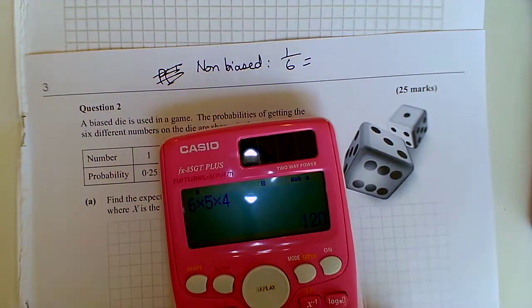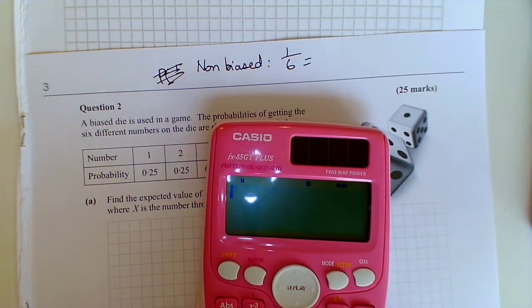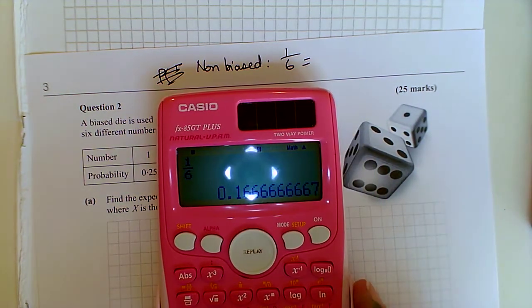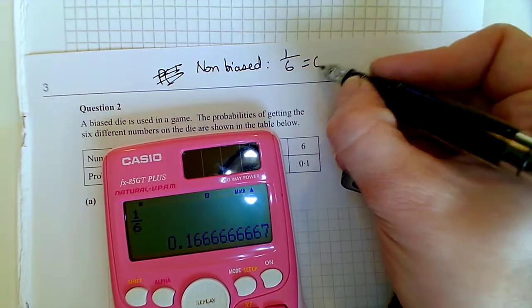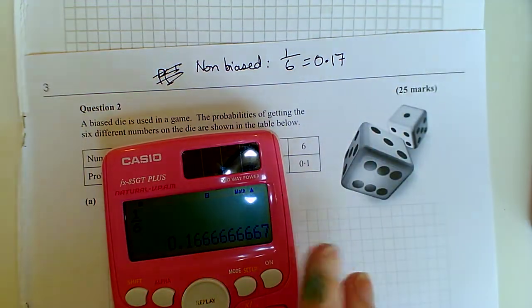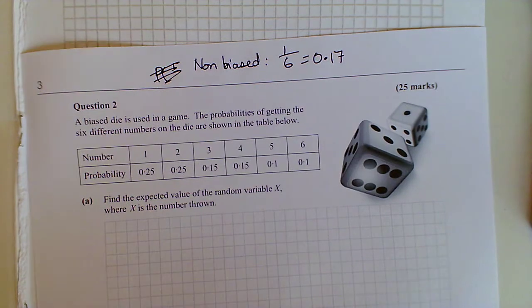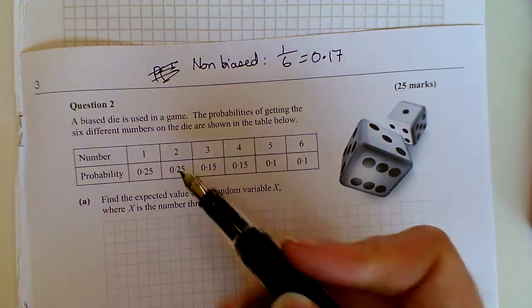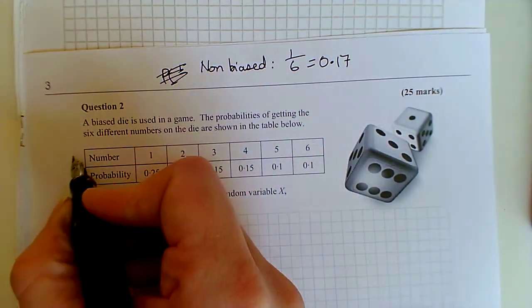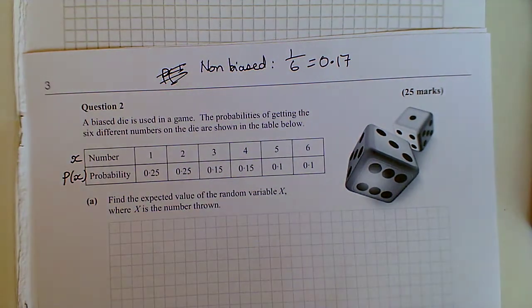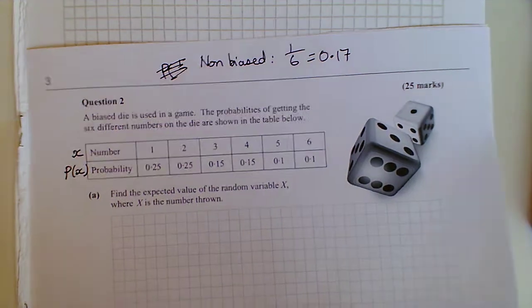And because they've given them in decimals, I just want to make a quick note for myself of what the decimal value of a 1/6 is, and it's 0.16666, so 0.17 around. It's around a 17% chance of each number coming up when it's not biased. Those are the numbers and their probabilities. So we might call these x and p of x. And that's our probability distribution table.